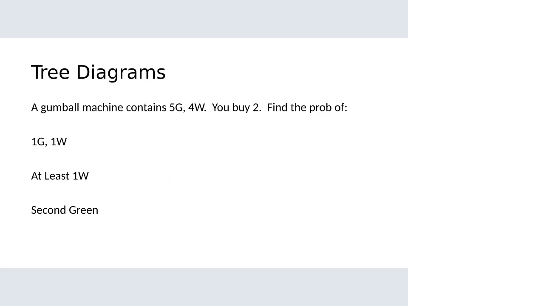First gumball I'm going to buy is either going to be green or white. And we're going to put the probabilities on here. I have 9 total gumballs. 5 of them are green, so the probability of green is 5/9, successes over outcomes. Probability of white is 4/9.